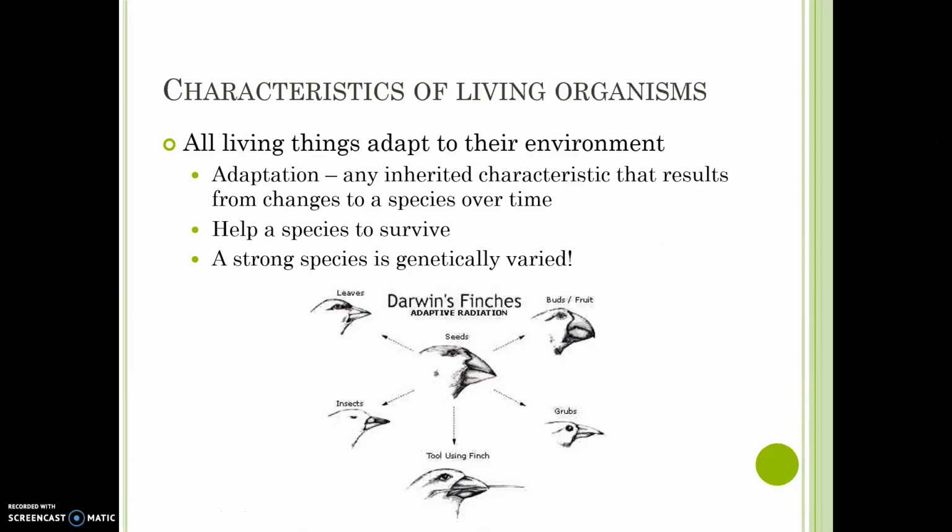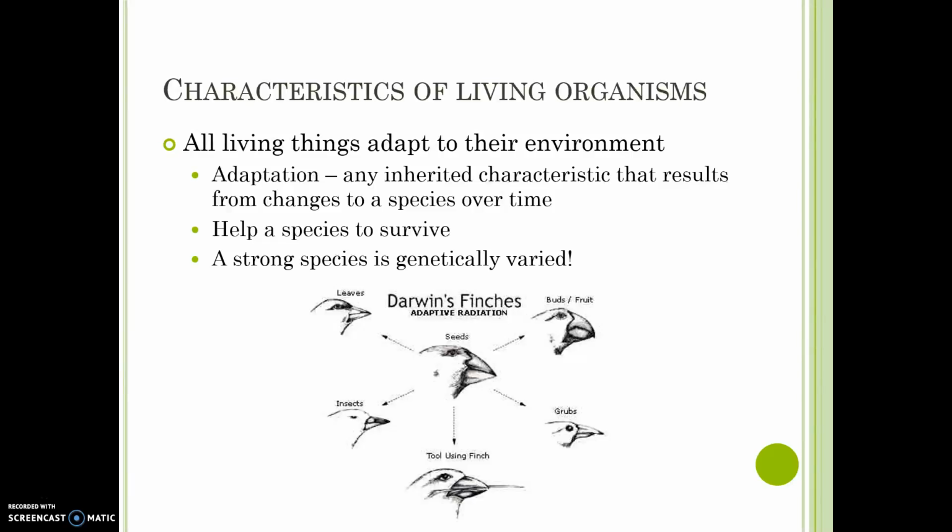Okay, the next characteristic we're going to talk about is the fact that all living things adapt to their environment. So an adaptation is any inherited characteristic that results from changes to a species over time. It helps a species to survive. And the short version, if you don't feel like copying all of that, you can just say that an adaptation is an inherited trait that helps an organism survive in its environment.